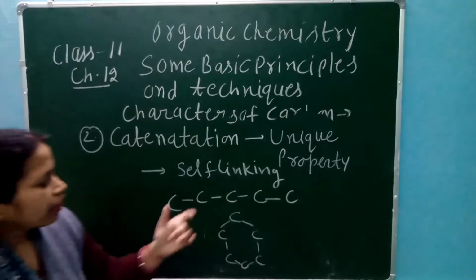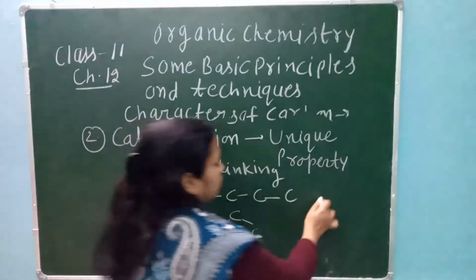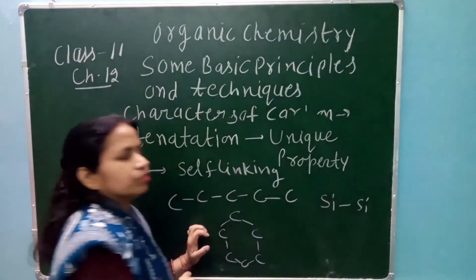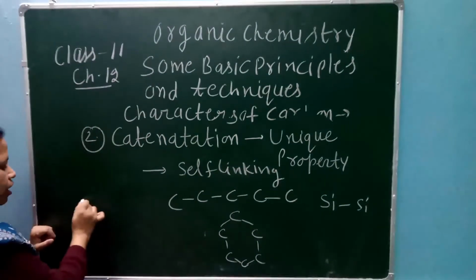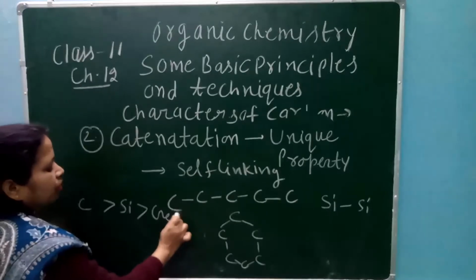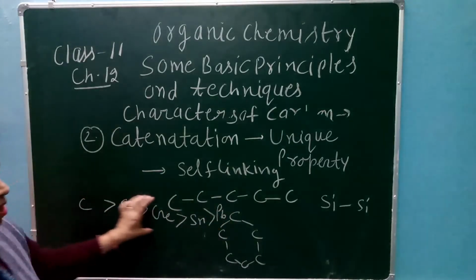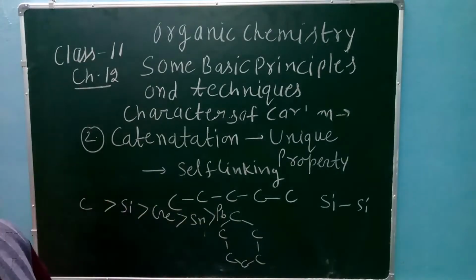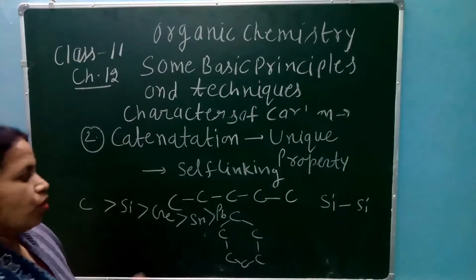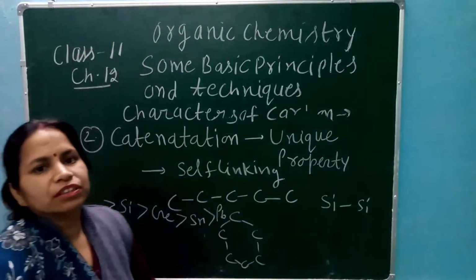Now another element which has self linking is silicon. Silicon also has self linking. So what is the order of self linking? Carbon, silicon, germanium, tin and lead, in decreasing power of self linking. The highest power of self linking is in carbon-carbon. The carbon-carbon bond is very strong as compared to silicon-silicon.